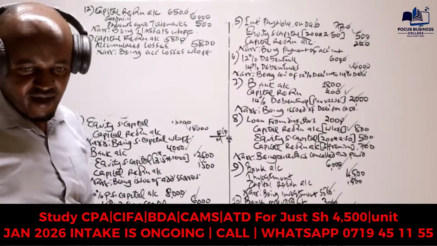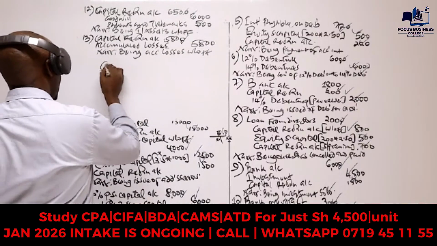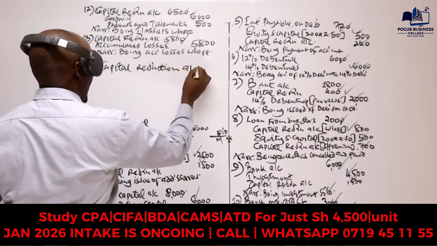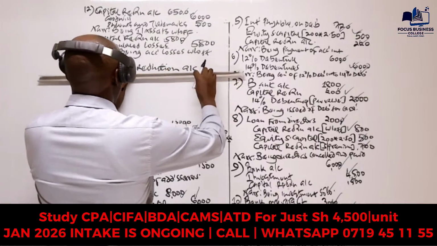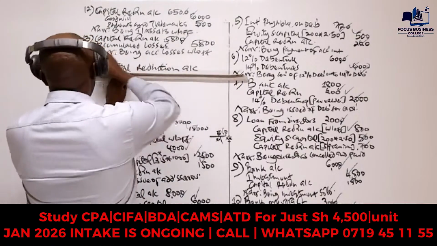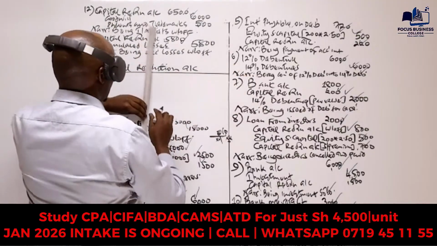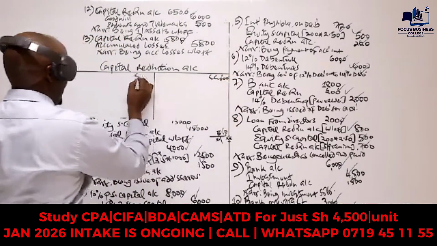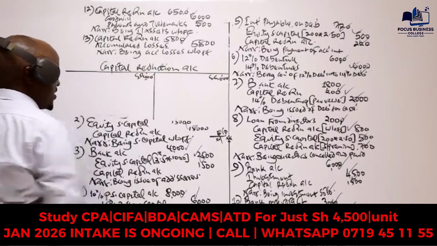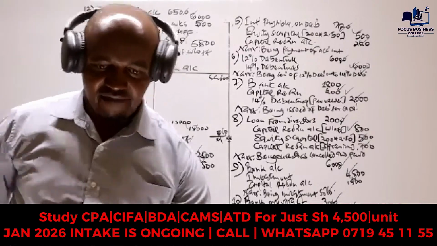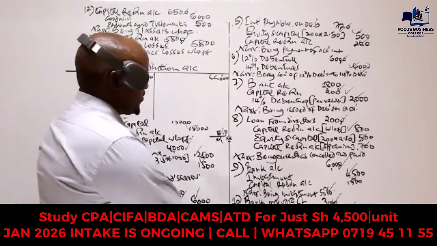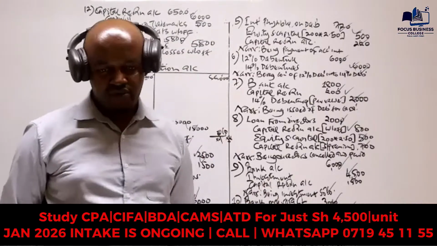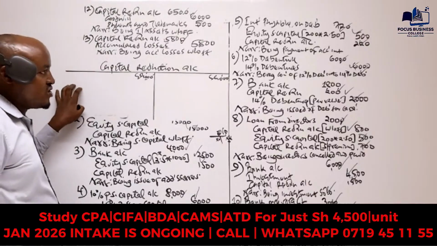So we prepare the capital reduction account. Our figures are in thousands of shillings. As per the first journal entry, you need to go through all your journal entries, from journal entry number 1 up to journal entry number 13, as you check what is affecting the capital reduction. In journal entry number 1, our capital reduction account is to be debited.